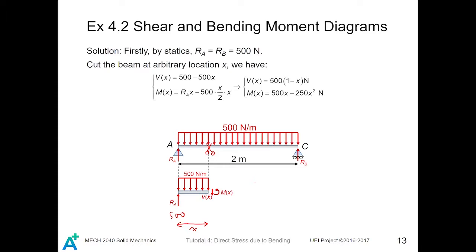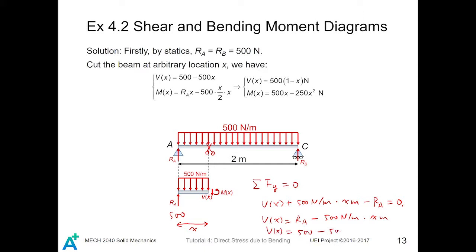For the shear force, by the force equilibrium, the forces in the vertical direction is 0, meaning that Vx plus 500 Newton per meter times x meter minus Ra equals 0. Consequently, we can write Vx equals Ra minus 500 Newton per meter times x meter. Then Vx equals 500 minus 500x.